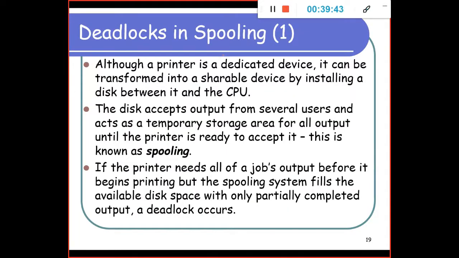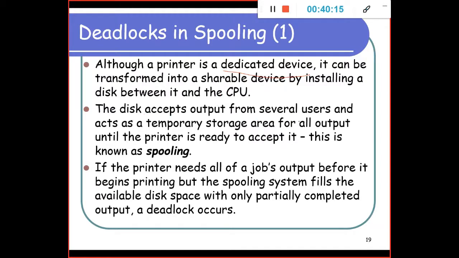And then you have a deadlock in spooling. Although a printer is a dedicated device, it can be transformed. Dedicated means when you press Control P to print something from the slide, it is a dedicated device at that time, dedicated to serve you. It can be transformed into a shareable device by installing a disk between it and the CPU. Of course, in Windows or Linux, you can just configure it to be a shared device.